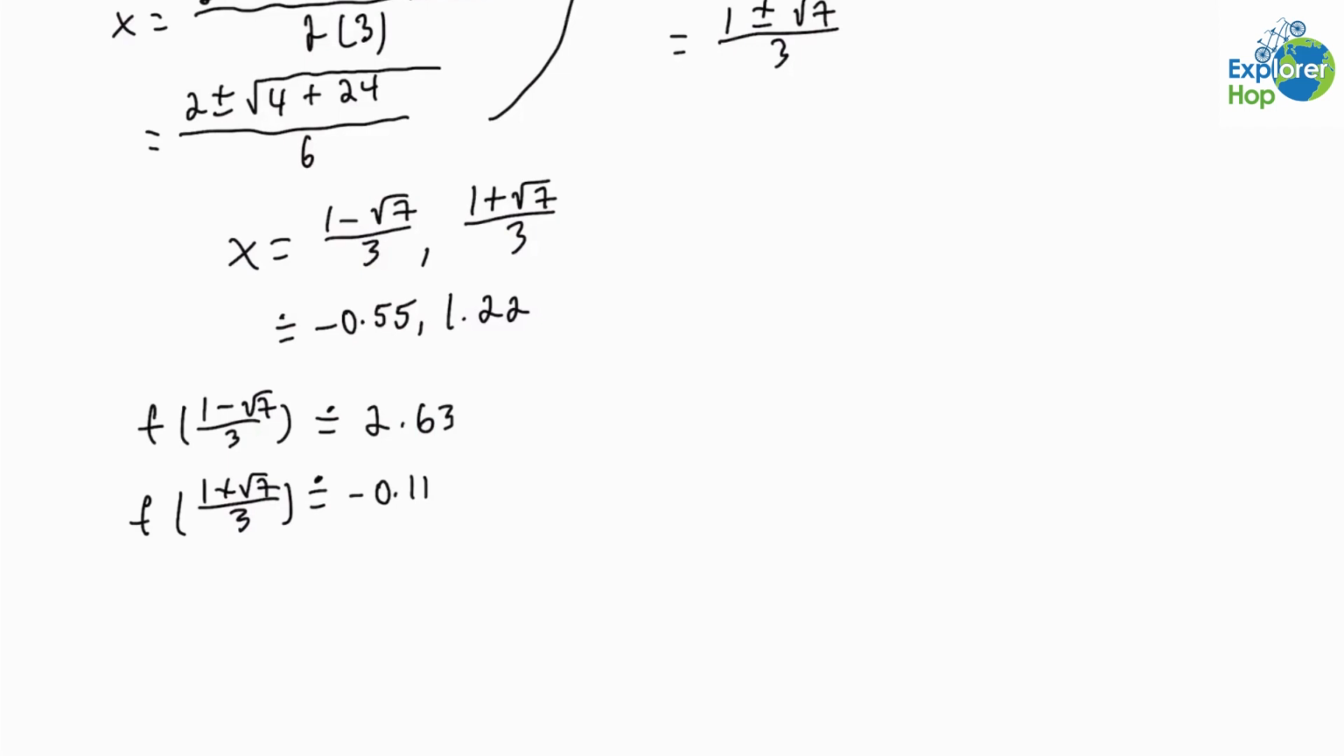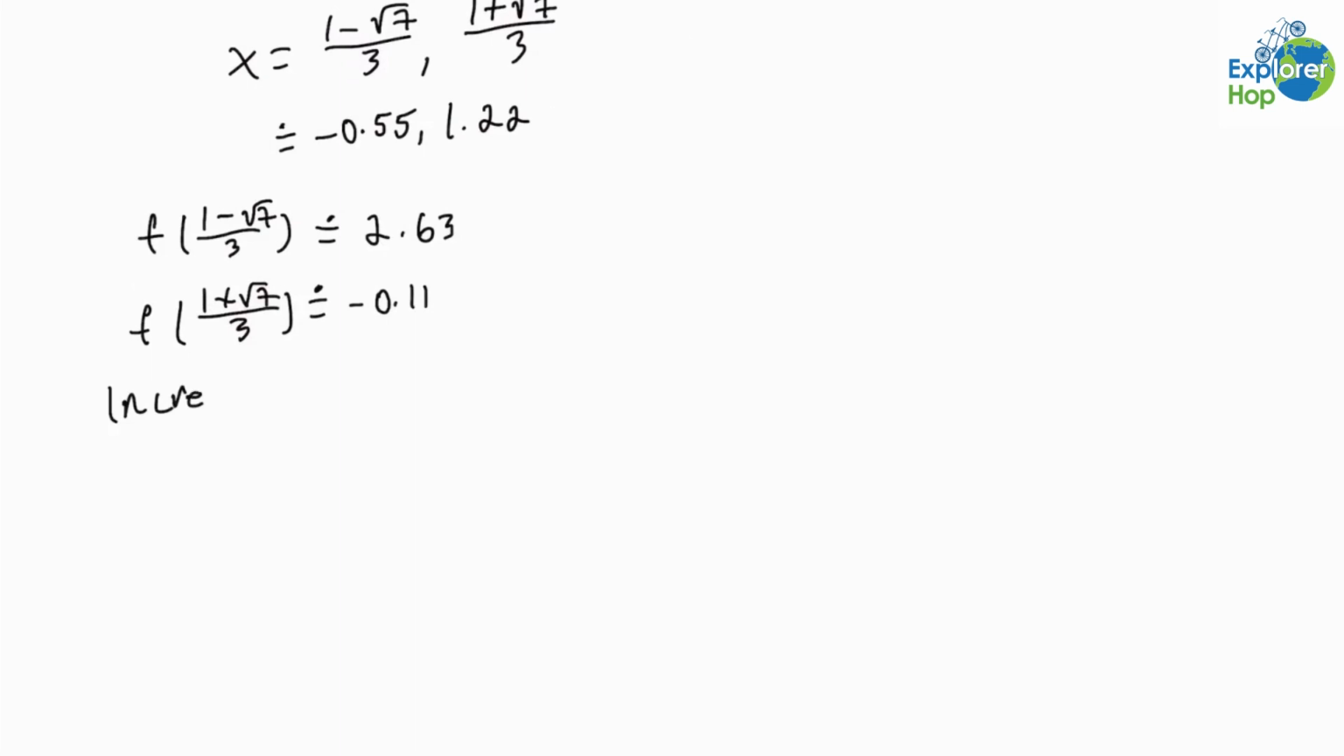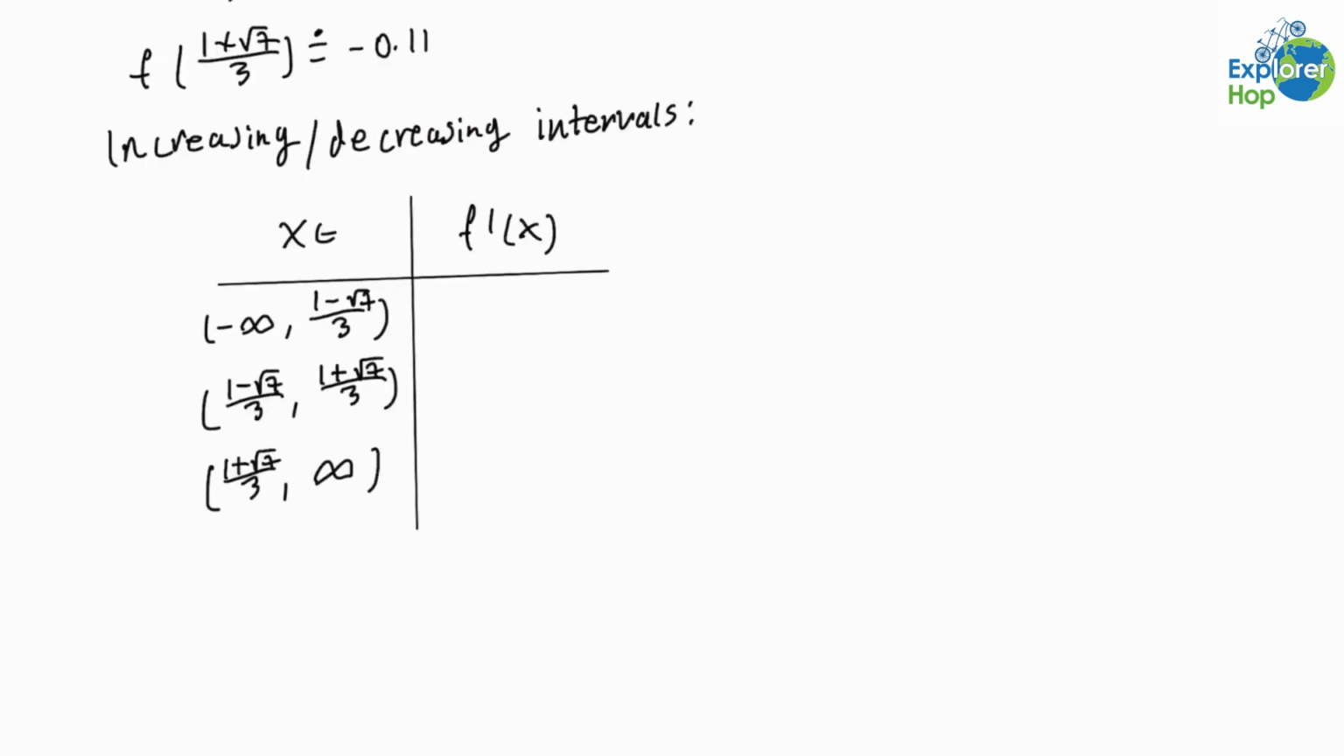Now we can use the stationary points we found to find the increasing/decreasing intervals. We can set up a table in order to determine the intervals where the derivative of f of x is positive and the intervals where the derivative of f of x is negative, because that will indicate whether or not f of x is increasing or decreasing. So let's construct a table. Here is what the table looks like.